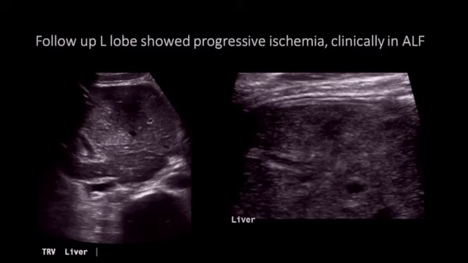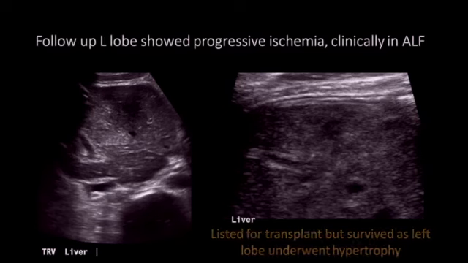At this point, the only thing that the patient had was the left lobe. And not surprisingly, that started to show signs of ischemia, alternating areas of increased echogenicity and decreased echogenicity. And you can see that here. The contour was still smooth. At this point, the patient was in acute liver failure and was listed for a transplant. Fortunately, this was an otherwise healthy young person, and the left lobe went on to hypertrophy. The patient did not need a liver transplant and survived.